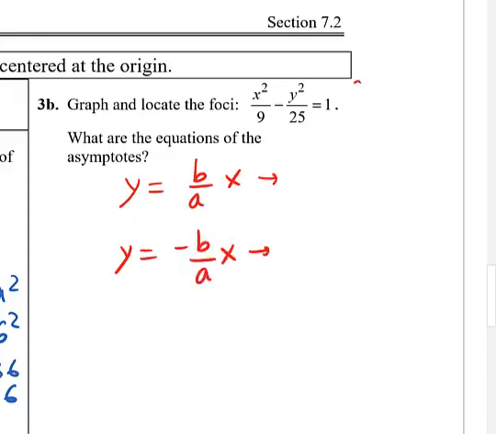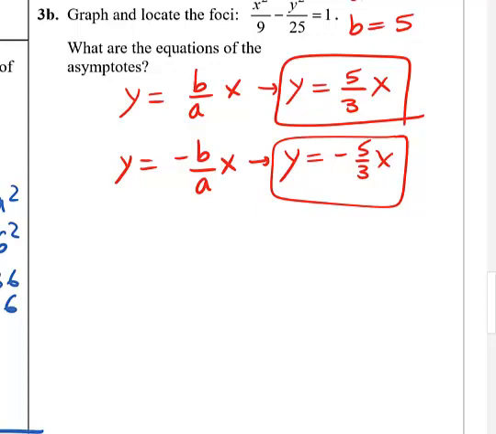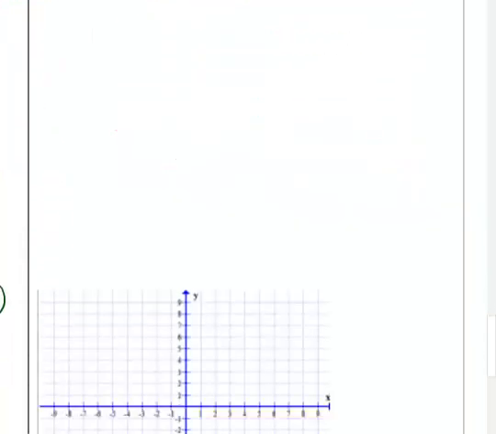In this case, the value of a is the square root of the number below x, so 3. And the value of b is the square root of the number below y, so 5. If I substitute those values in, I get y equals 5/3 x and y equals negative 5/3 x. So right away, I can plot those asymptotes.